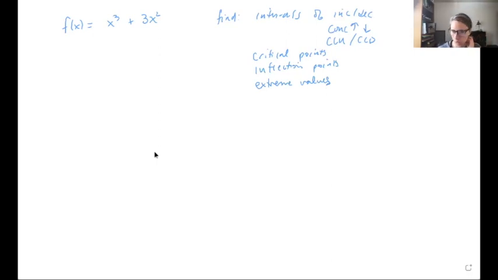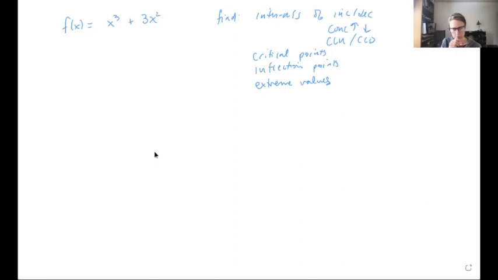So let's do this algebraically. Let's algebraically go through a problem where, in this case, we have a polynomial. We have a cubic, x cubed plus 3x squared. We want to find all the intervals of increase, decrease, concave up, concave down. We want to find all the critical points, all the inflection points, and any extreme values. So we just want to find everything we can find out about this function using our derivative knowledge.